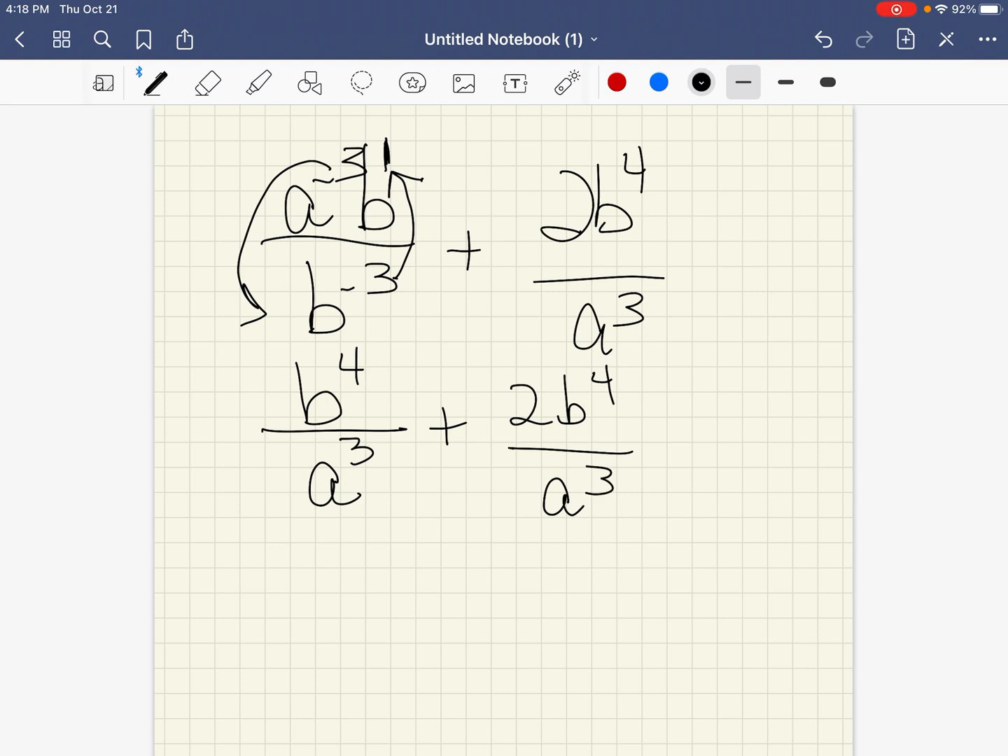And again, they're like terms. B to the fourth over a cubed plus 2b to the fourth over a cubed would be 3b to the fourth over a cubed.